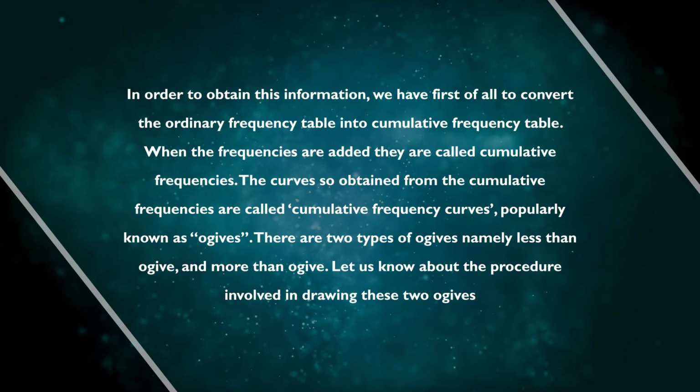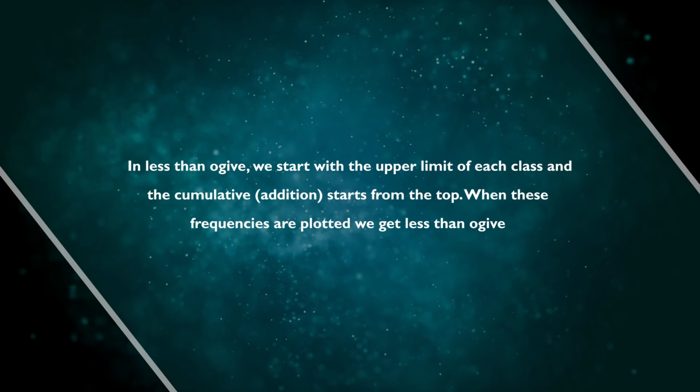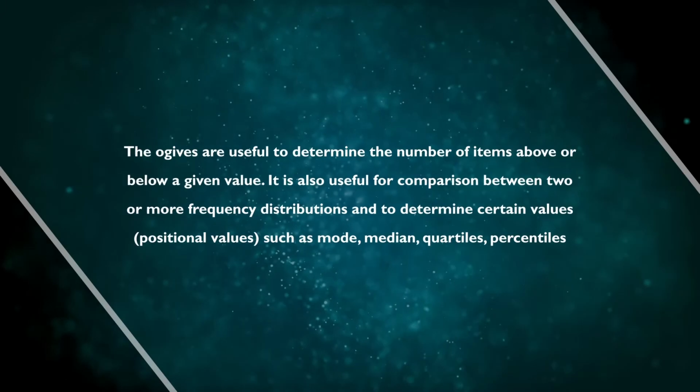There are two types of ogives we are going to talk about in a more elaborate manner. These ogives start with the upper limit of each class, and the cumulative starts from the top. When these frequencies are plotted, we get the less than ogive. So there is a less than ogive and a more than ogive. These ogives are useful to determine the number of items above or below a given value. They are also useful for comparison between two or more frequency distributions, and to determine positional values such as mode, median, quartile, percentile, etc.